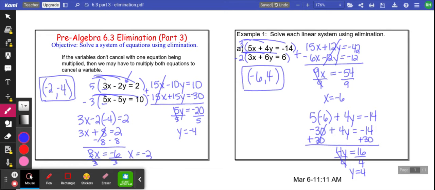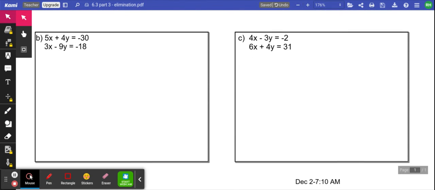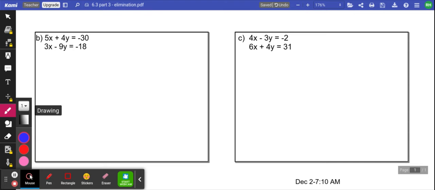Okay, again, it's all the same stuff, you guys. It's just kind of making you look at those numbers up in front before you get started. That's the only thing that's different today. All right, so same thing.